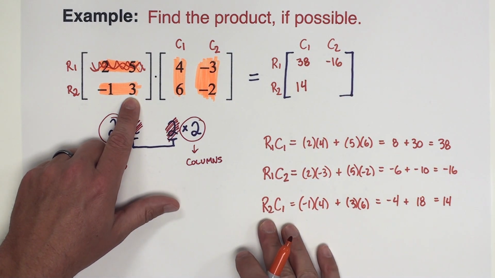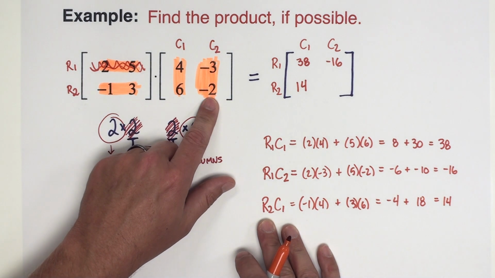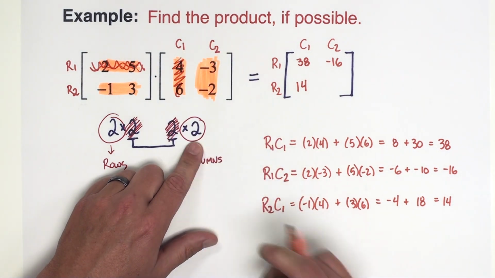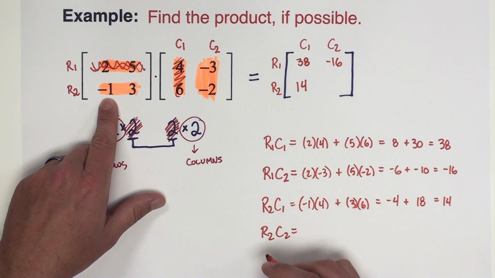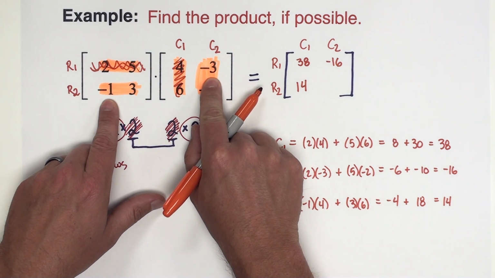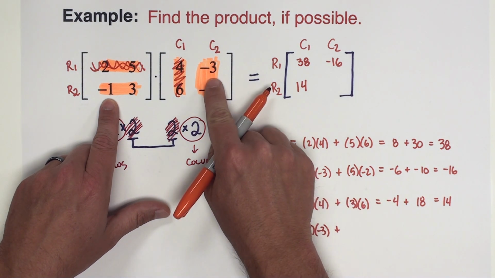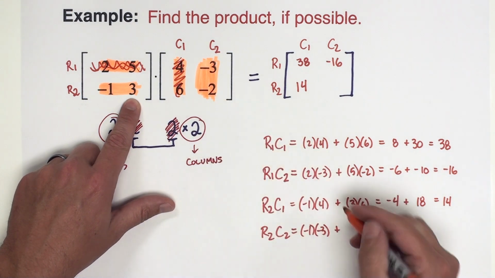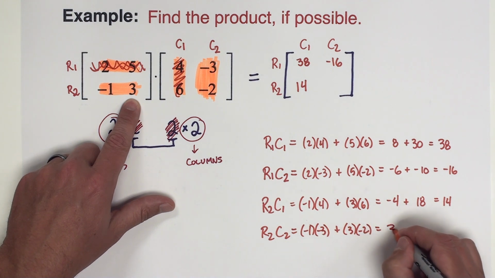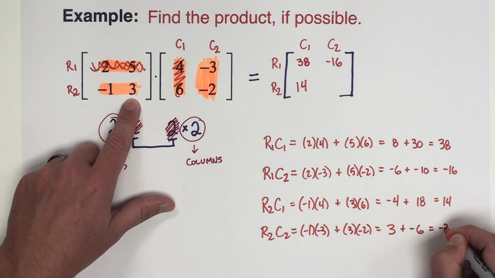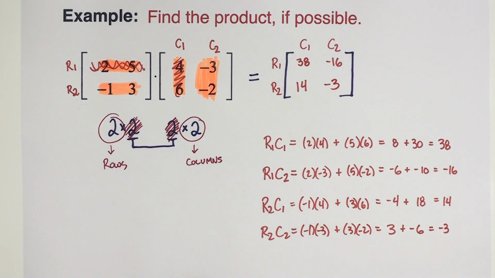And now finally, we're going to finish this with row 2 and column 2, which certainly means that column is done. So row 2, column 2, I'm going to take -1 and -3, I'm going to multiply those together. And then I'm going to take +3 and -2. Multiply those together. So I'm going to have 3 plus -6, which is -3. And that completes my product.